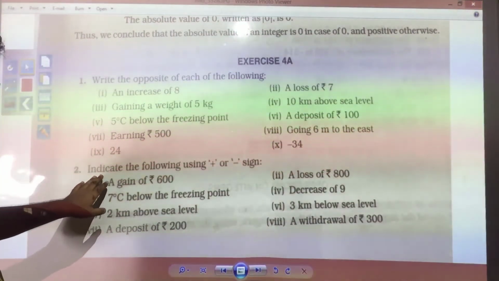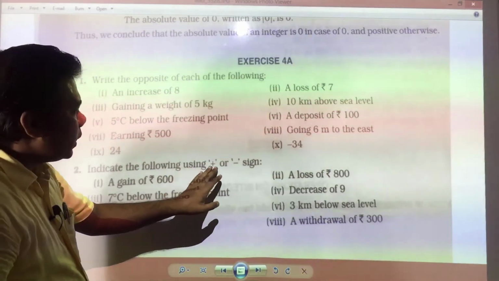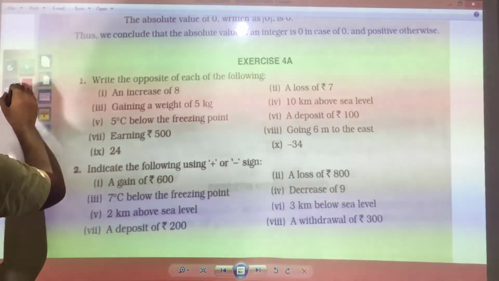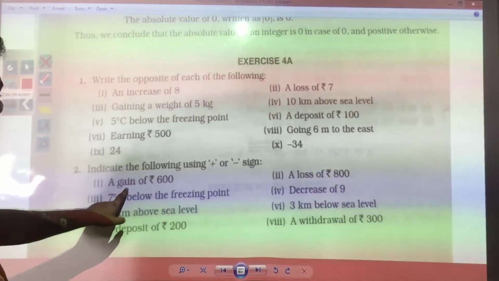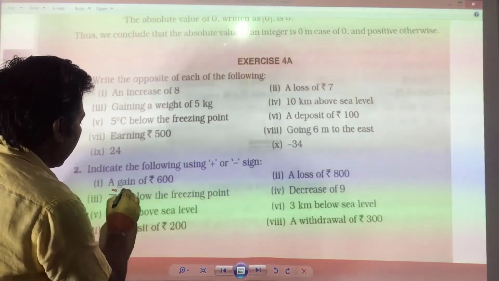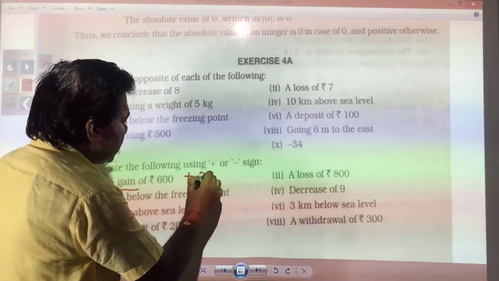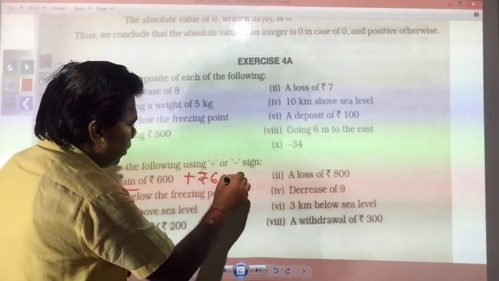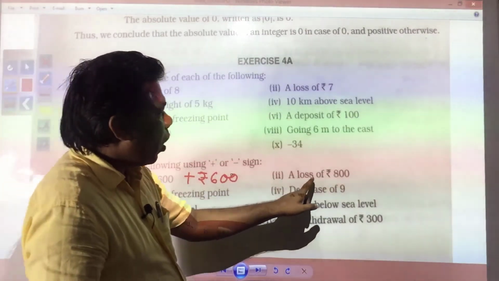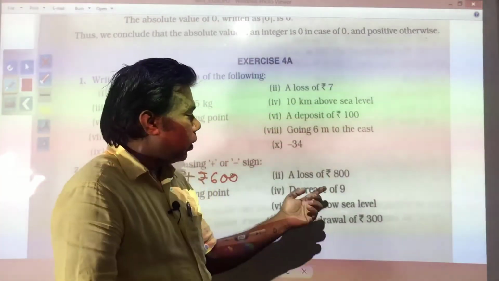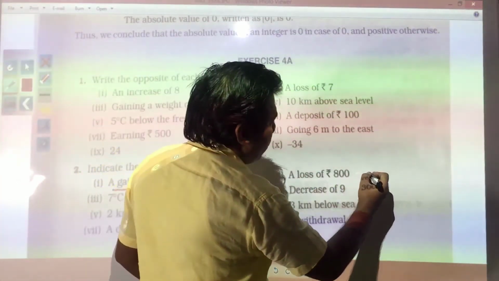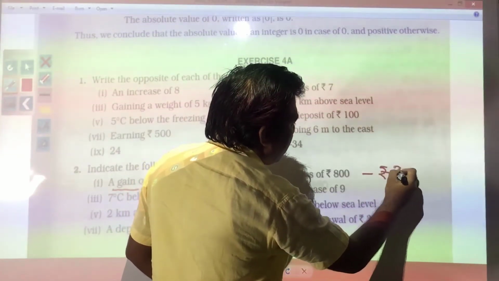question number 2: indicate the following using plus or minus sign. How will we solve this? A gain of rupees 600. Gain means you are having profit. So, this will be plus rupees 600. A loss of rupees 800, you are having a loss. So, minus rupees 800.